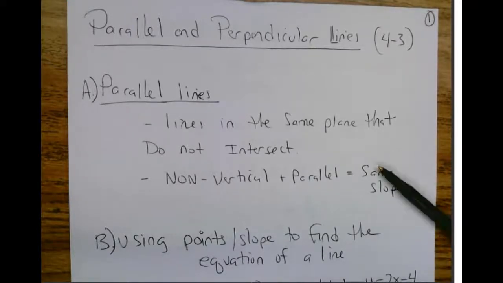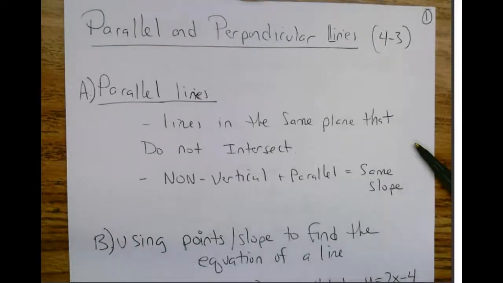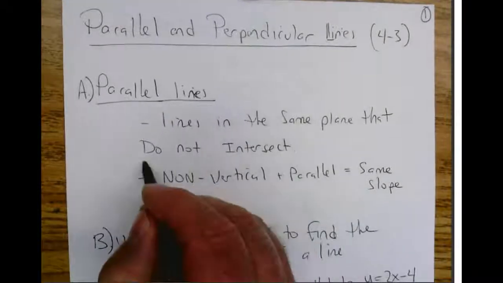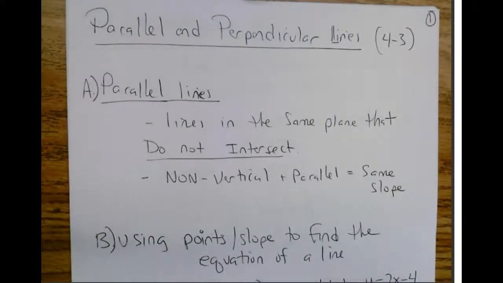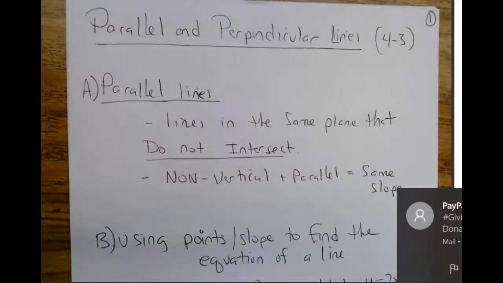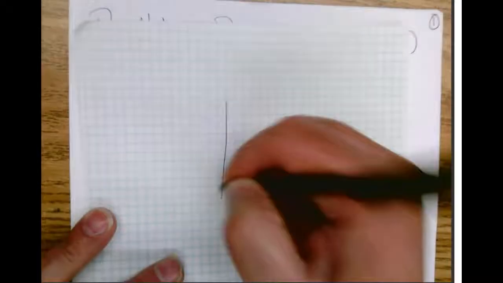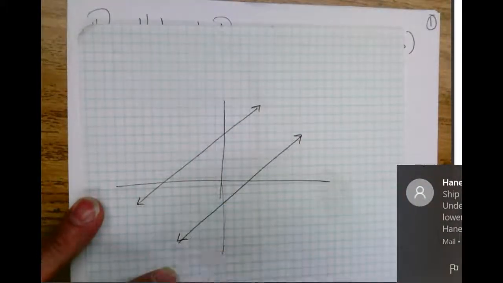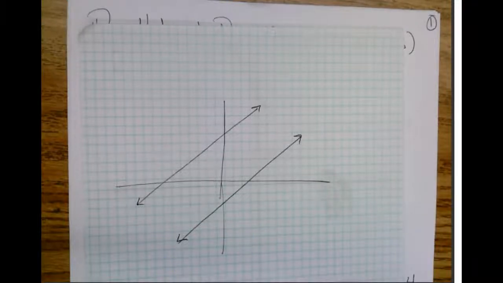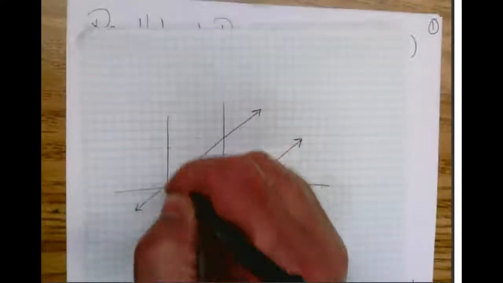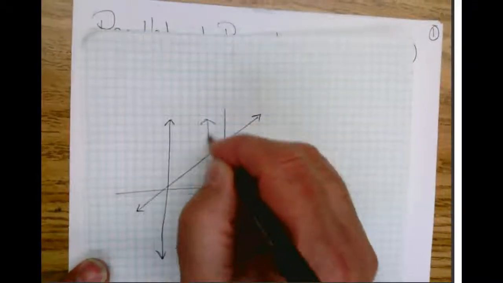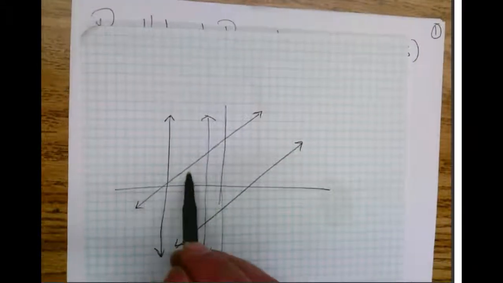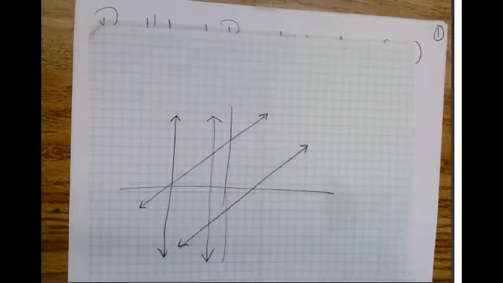So you should already know parallel lines are lines in the same plane that do not intersect. If we were going to draw a picture, the main thing you have to remember is they do not intersect. So if this is our xy graph, we would say these two lines are parallel, and they could even be up and down like this. As long as there's something like y equals something and y equals something, they're parallel as long as they never cross. So those are examples of parallel lines.